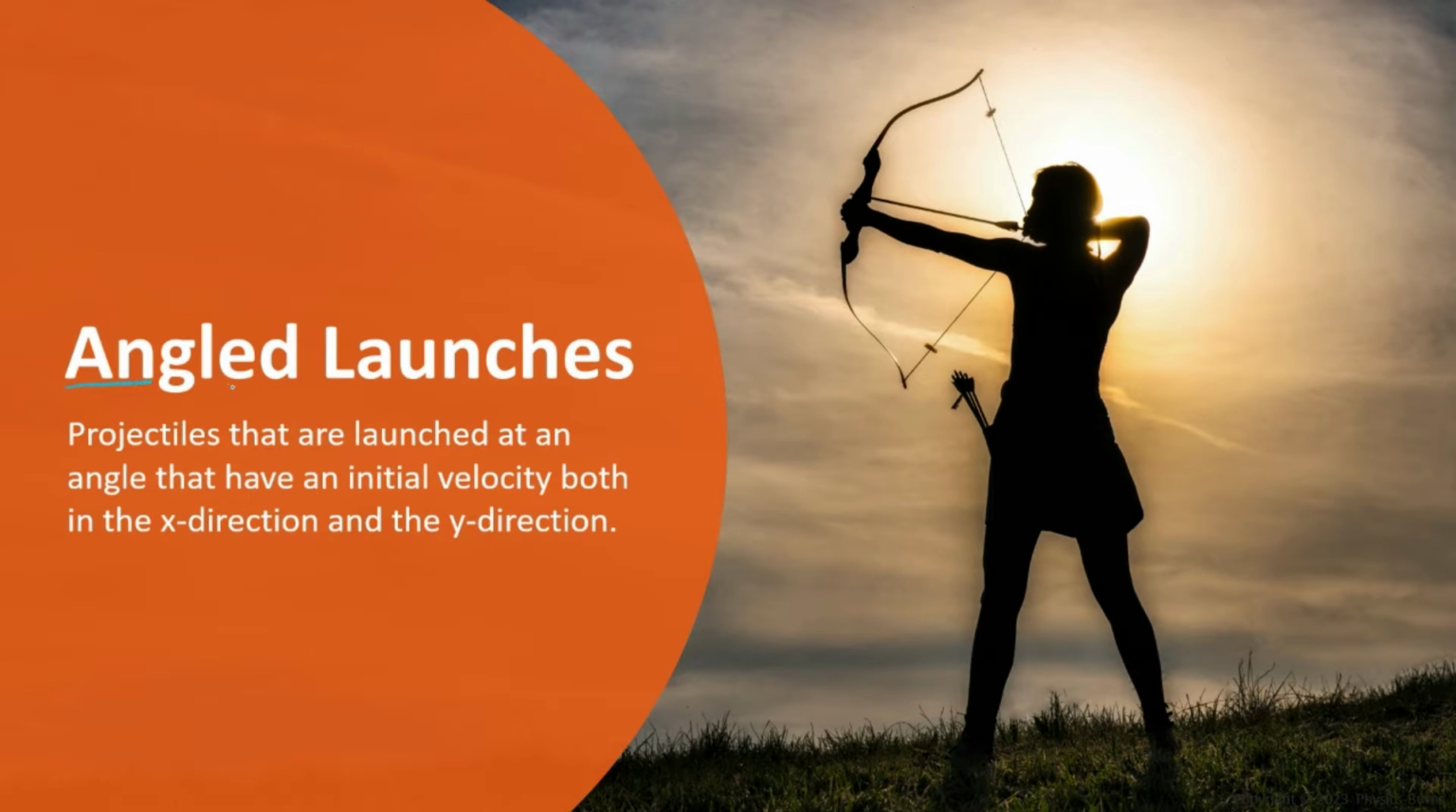Conceptual physics, projectile motion. Today we are talking about angled launches. What are angled launches? They are projectiles that are launched at an angle that have an initial velocity both in the x and y direction. So far, we've just been talking about zero launch angles, which are launches that don't have an angle. But today we're going to talk about launches that do have an angle.